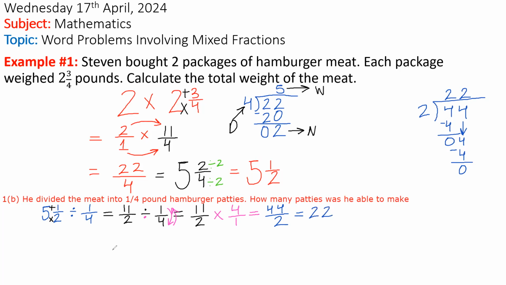And so that means that the amount of patties he's able to make, if he divides the meat into 1/4 pound burger patties, the answer is, let me put the answer in red. The answer is he's able to make 22 patties.